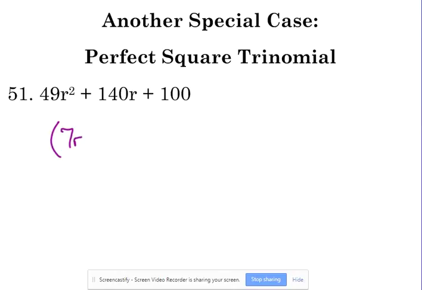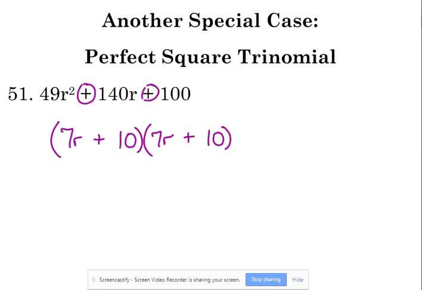Okay. 7r, 10, and 10. The last term is always going to have a positive in front of it here, so you look at the first sign to determine what's going to be inside your parentheses. So both of those get a plus. This is going to happen every time there's a perfect square trinomial. You're going to get the exact same factor in both sets of parentheses.